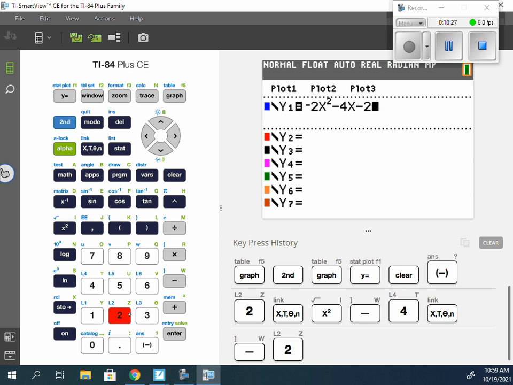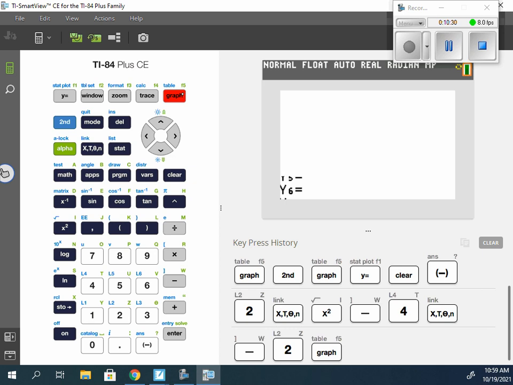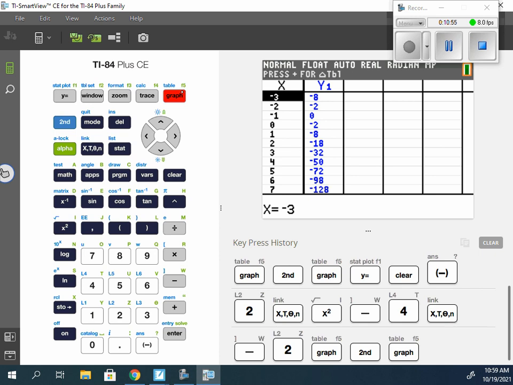Once we get it typed in, what do we hit? Graph. So where does it cross the x-axis? Does it cross it? No. But it looks like it might touch it there. It might touch the graph at that point. Well, let's go to second table to make sure, because we can always scroll up and down, but at -1, the y value is 0. Now, I'm going to go back to the graph so we can look at this.